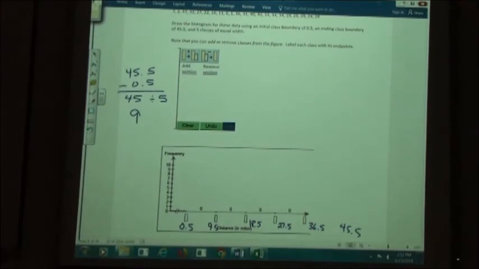I hid my calculator. Not that one. I don't know what I did with it. There it is. All right.